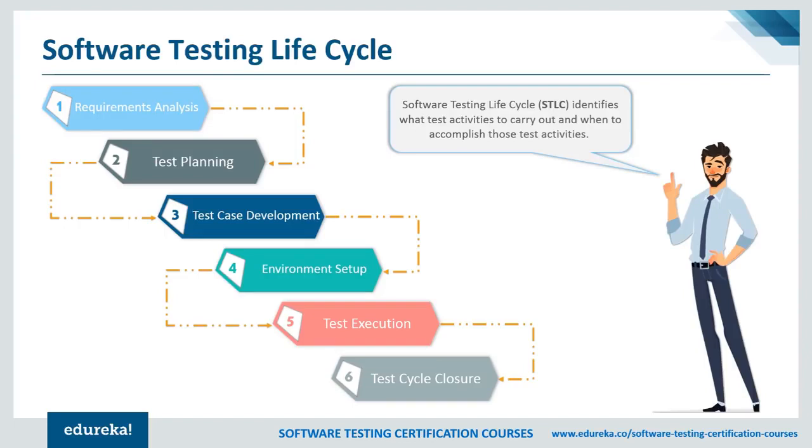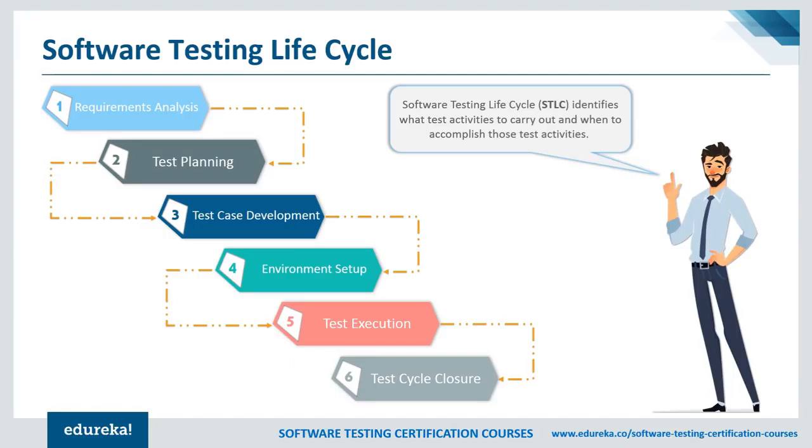After all this, you have to set up the environment for testing. This is a vital part of the STLC, and basically the test environment decides under which condition the software is tested. It is an independent activity and can be started in parallel with test case development. Next we have test execution. Once the test case development and test environment setup are completed, the test execution phase can be kicked off. In this phase, testing teams start executing test cases based on the prepared test planning and the test cases prepared in the prior step.